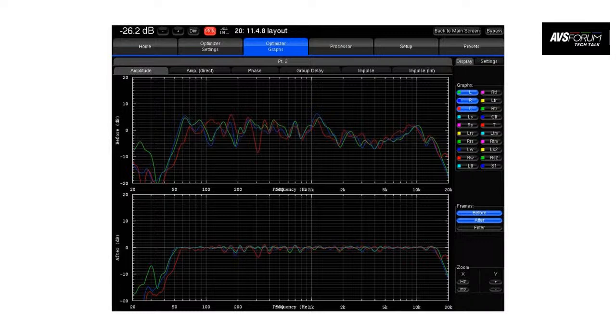For sure. The bottom graph shows us the corrected response after the Trinnov processor has applied the correction filter. Which looks like flat as a pancake. Yeah, so that's the power of a well-designed, sophisticated system. So you just have some very minor variations in response within plus or minus 1 or 2 decibels, which is ideal, and that's the response that will be at that position.